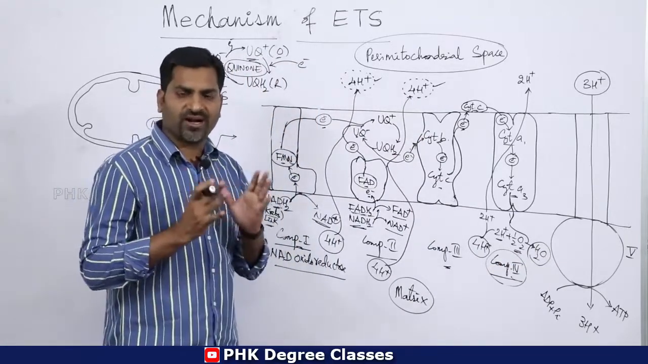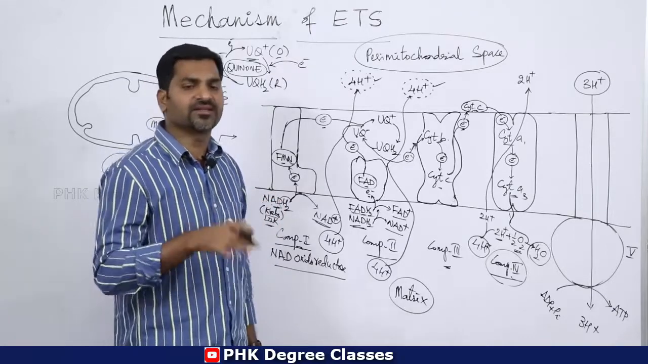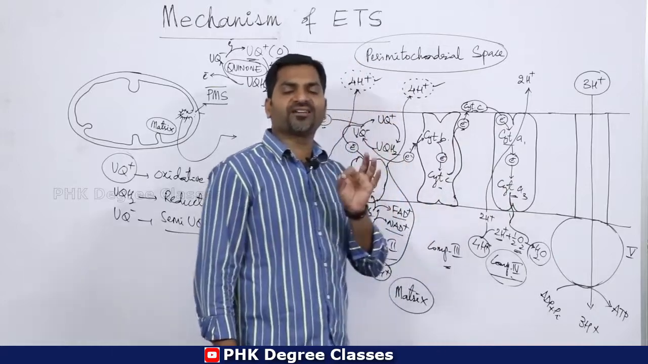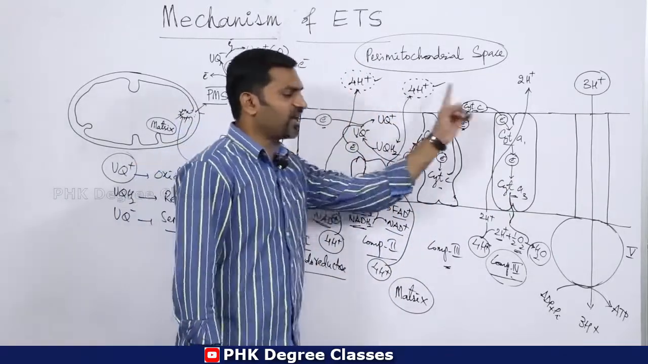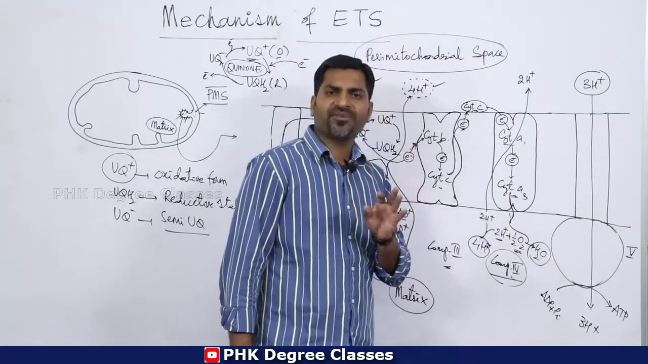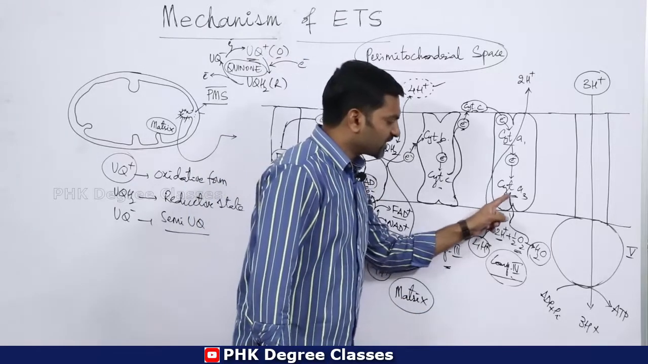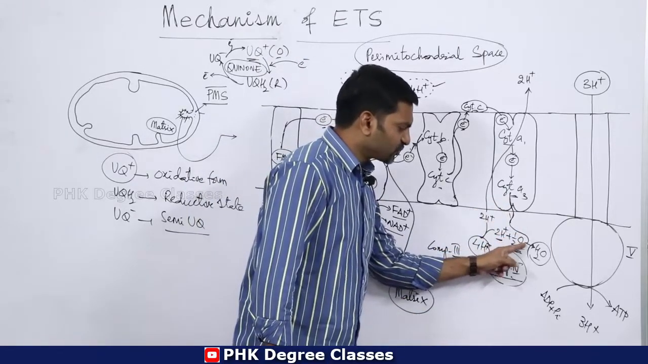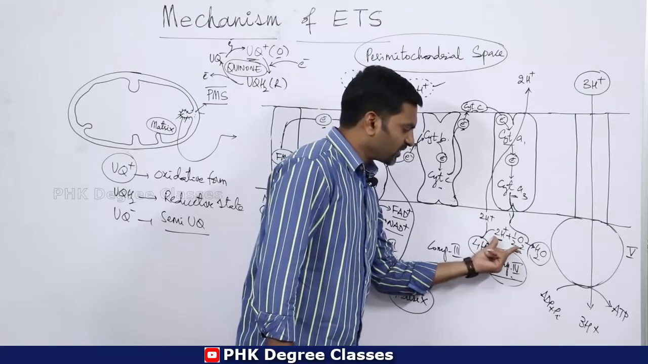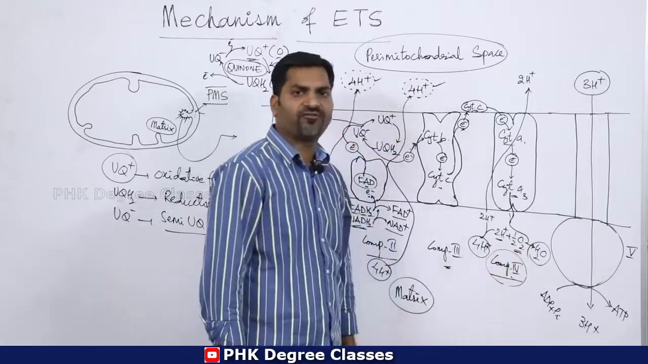So what kind of information does this electron movement give us? Remember, the final electron receiver in the entire set of complexes is complex 4. So complex 4 is the final or terminal electron receiver. These electrons reach the half oxygen and 2 protons. These two combine together and there is a formation of water.